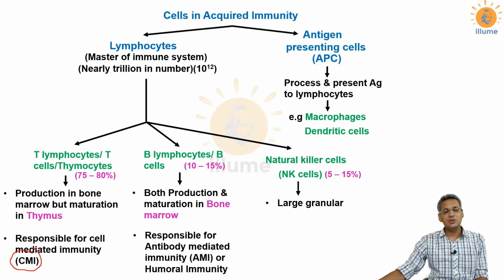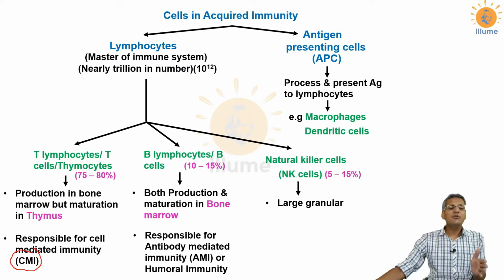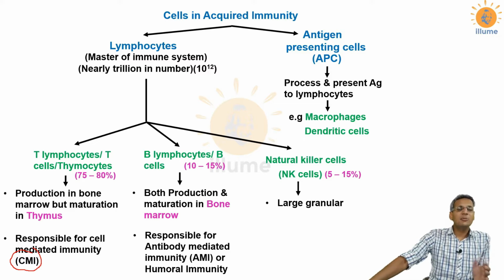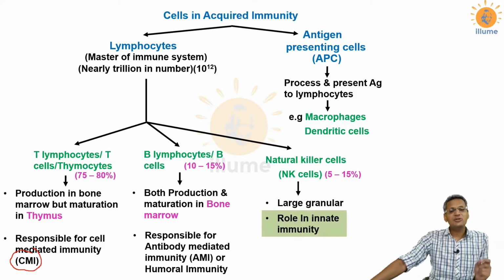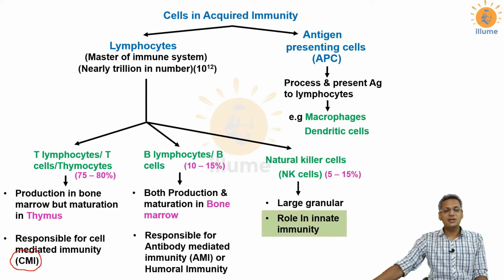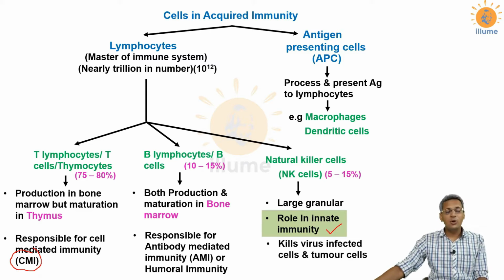Now the next category is natural killer cells, which are large and granular cells. B lymphocytes and T lymphocytes are agranular, that means there are no granules present in T and B cells. But natural killer cells are a type of lymphocyte that has granules in the cytoplasm, and they have a role in innate immunity. They have no role in acquired immunity. T cells and B cells perform acquired immunity, but natural killer cells have a role in innate immunity, and they kill virus infected cells and tumor cells. The rest we discussed in our previous video, so we won't discuss NK cells much in this video.